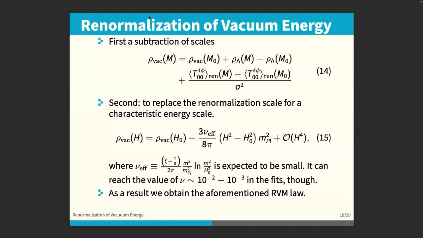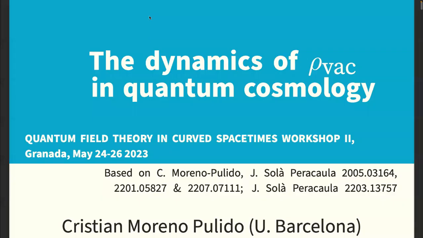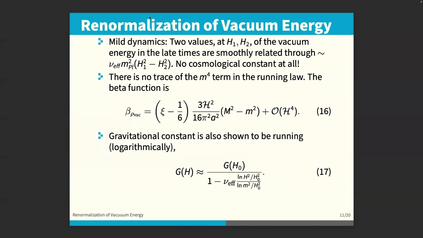So, we have obtained the running vacuum law that I mentioned at the beginning. So what we observe is that the vacuum energy is not a constant. It's not a cosmological constant anymore, but has a dynamics that may have potential effects in cosmology. And there is no trace of the m to the fourth terms that I mentioned before, because if one studies the beta function for the vacuum, one observes that there is no trace of this term.